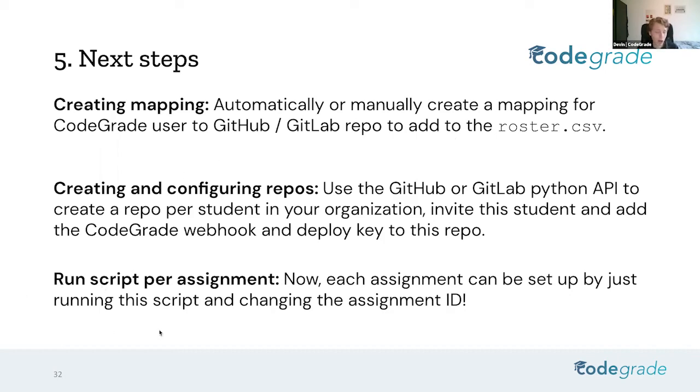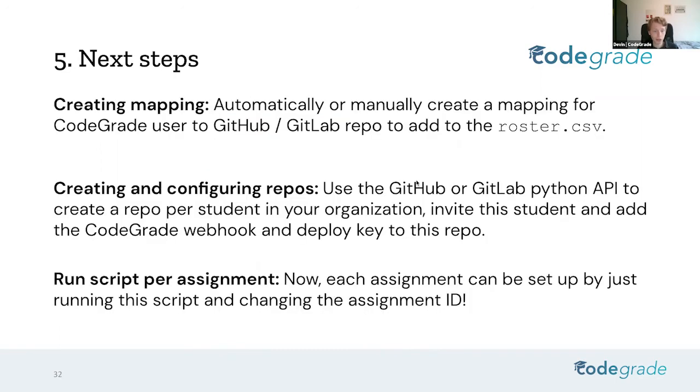Finally, all you have to do is then run the script per assignment. And for each assignment, you'll have different repos that you automatically invite your students to if you manually add their email. And after that, they can start handing in and using these repos. And with every Git push, they'll automatically upload it to CodeGrade.